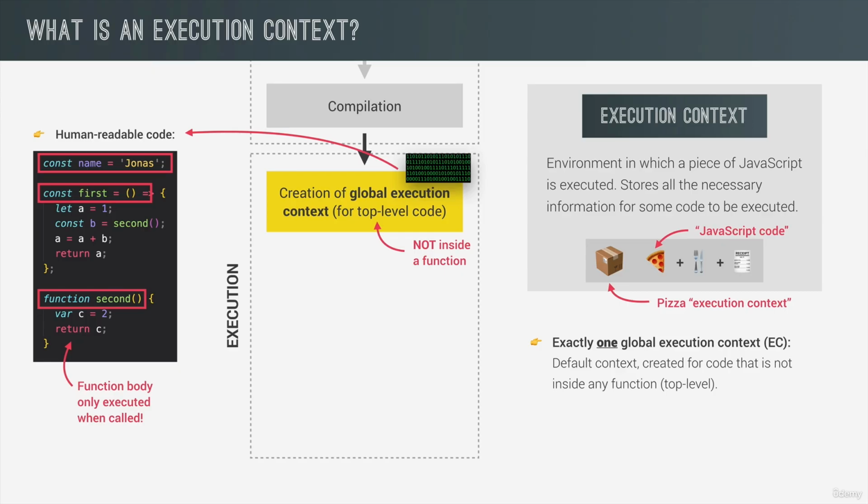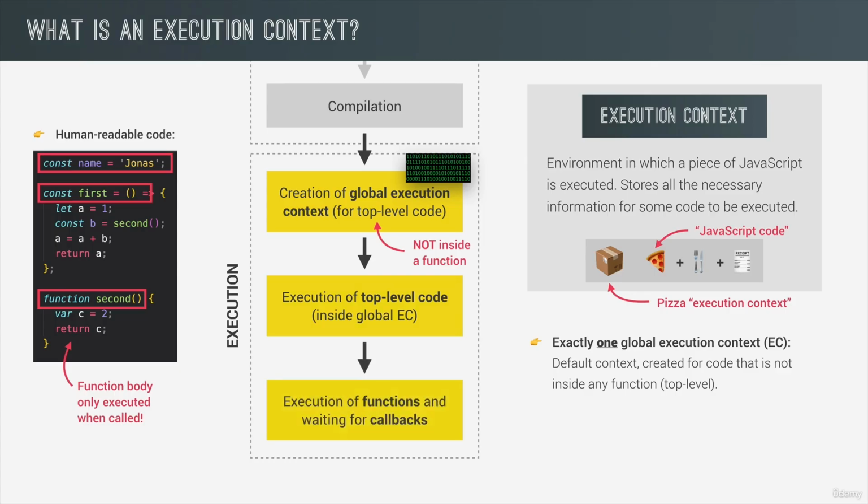And speaking of execute, now that we have an environment where the top-level code can be executed, it finally is executed. And there is not a lot to say about the execution itself. It's just the computer's CPU processing the machine code that it received. Okay, and once this first code, so the top-level code, is finished, functions finally start to execute as well. And here is how that works.